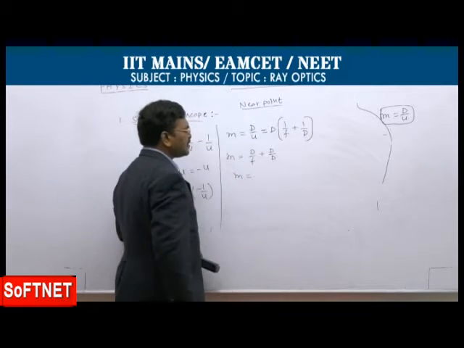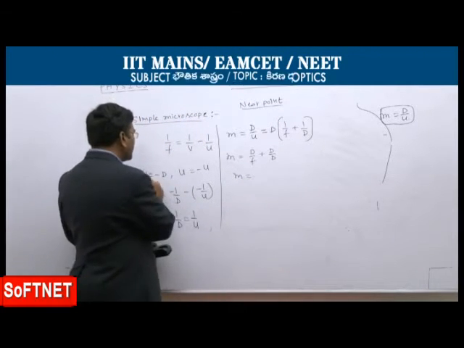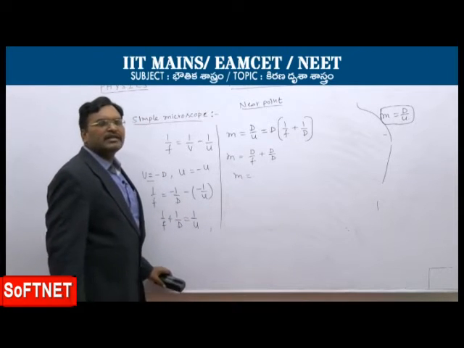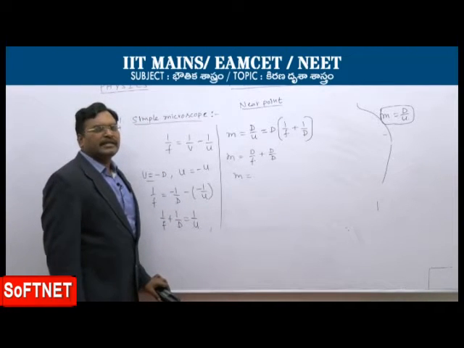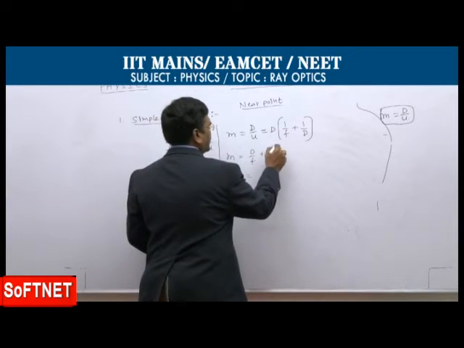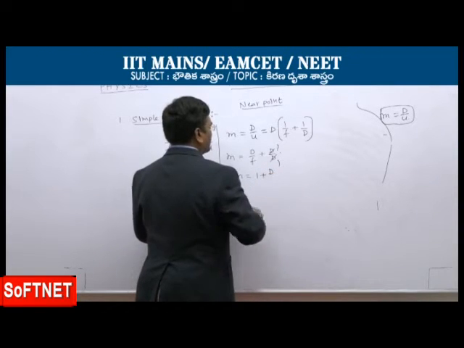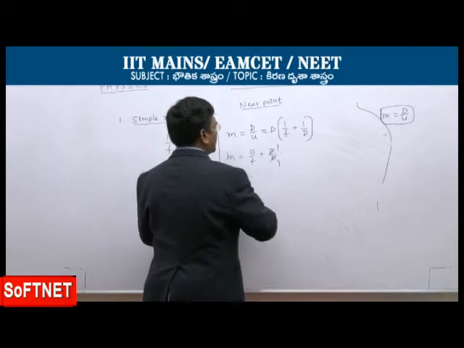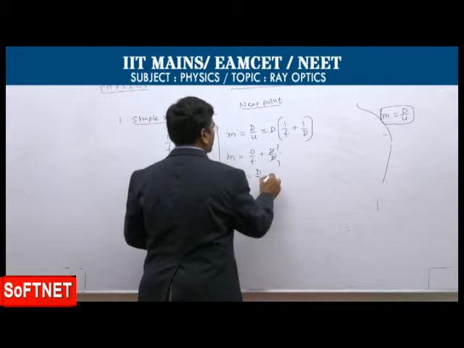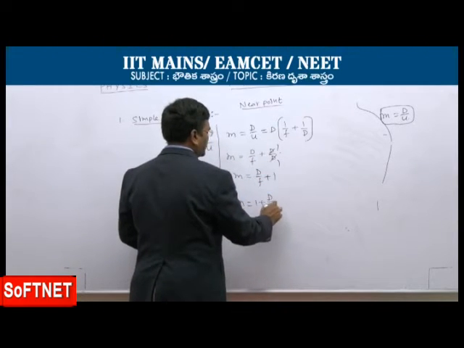Suppose here we took v is equal to d. V is equal to d means what? Image is formed at near point. On that time, what are we getting? Magnification is 1 plus d by f. M is equal to how much? 1 plus d by f.